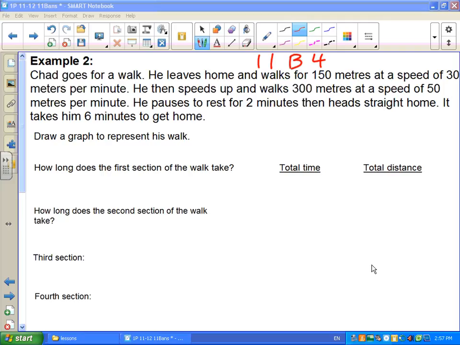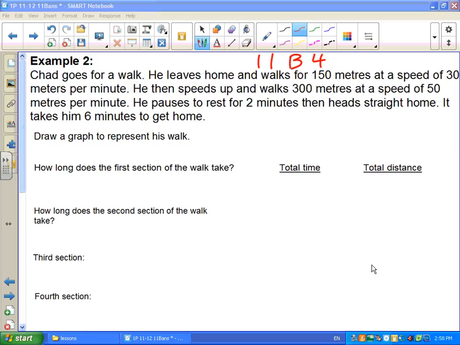Okay, this is example 2 out of chapter 11, box B here. And this question is very similar to what they're asking you to do in the question on page 11B4. So you should watch this lesson, then go to page 11B4 in your guide and try the question there. What we have here is a description of a situation, and we want to draw the graph that is going to match this situation.